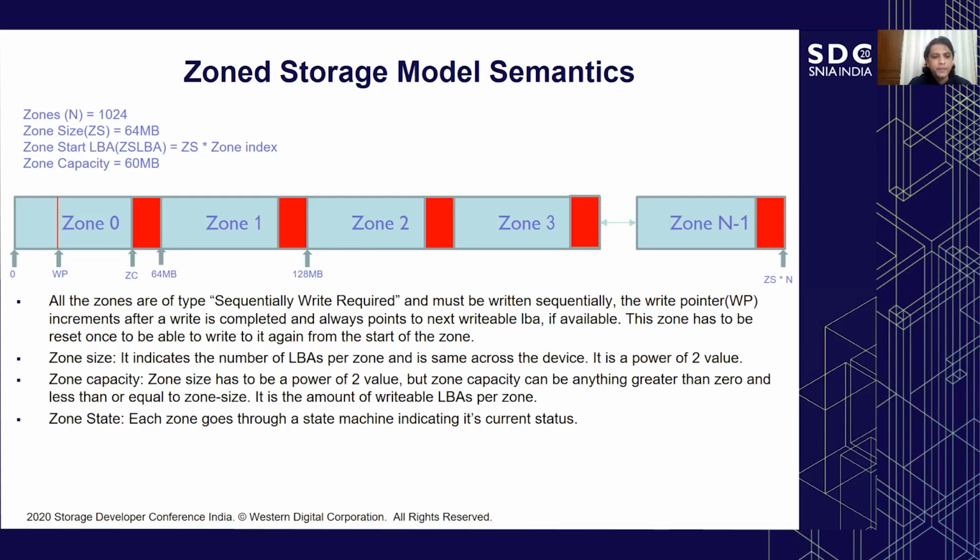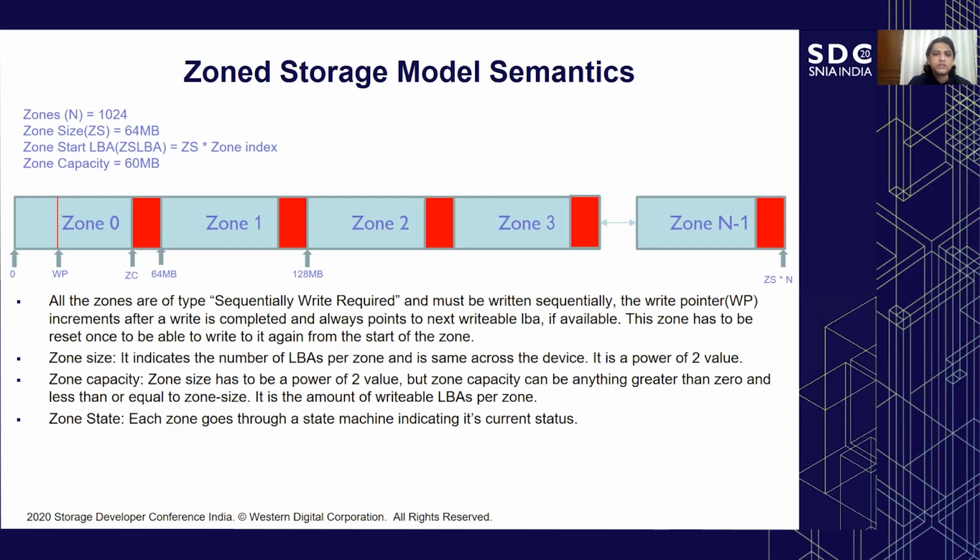And zone state. Each zone goes through a state machine indicating its current status. So each zone has a state. We'll go through the zone state in the next slide. But if we look at this image here, zone 0 has a starting LBA of 0, and the write pointer is right here, and it shows that the zone has been written until this point, and zone capacity is at 60 MB. This is just for example, and so beyond 60 MB to 64 MB, it is a hole basically. You cannot read or write into that area.